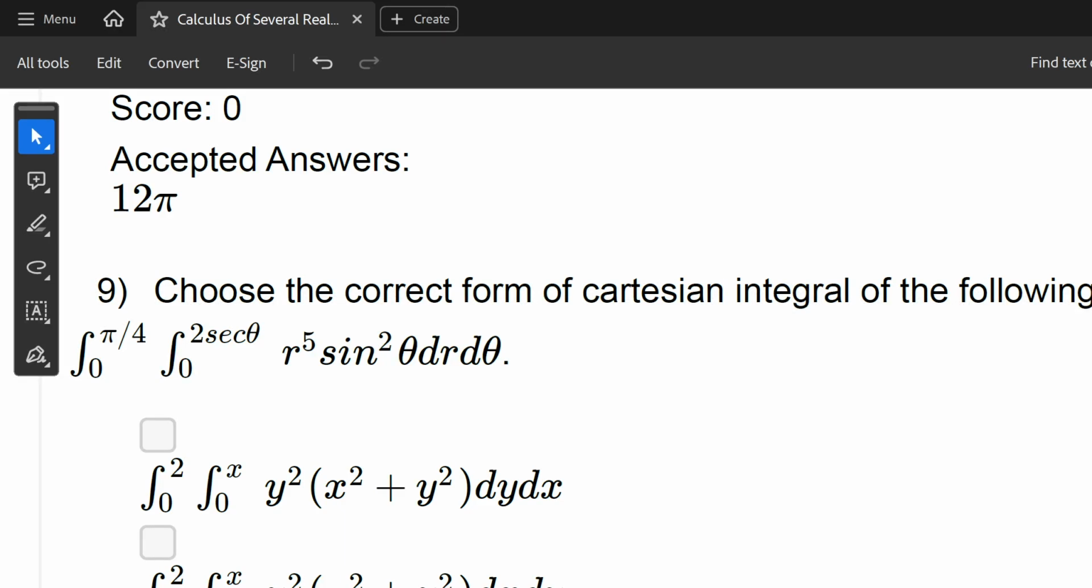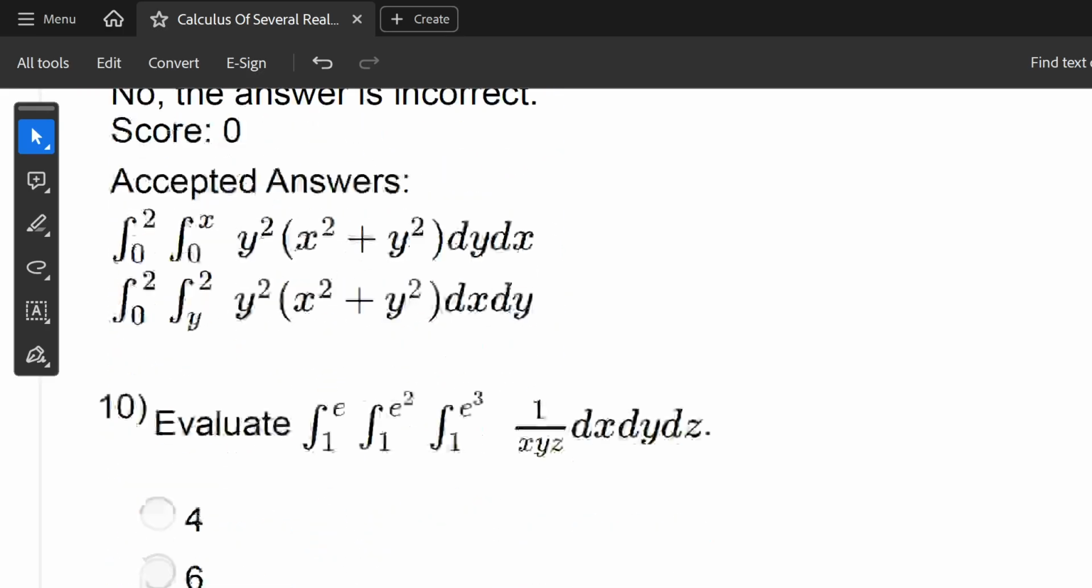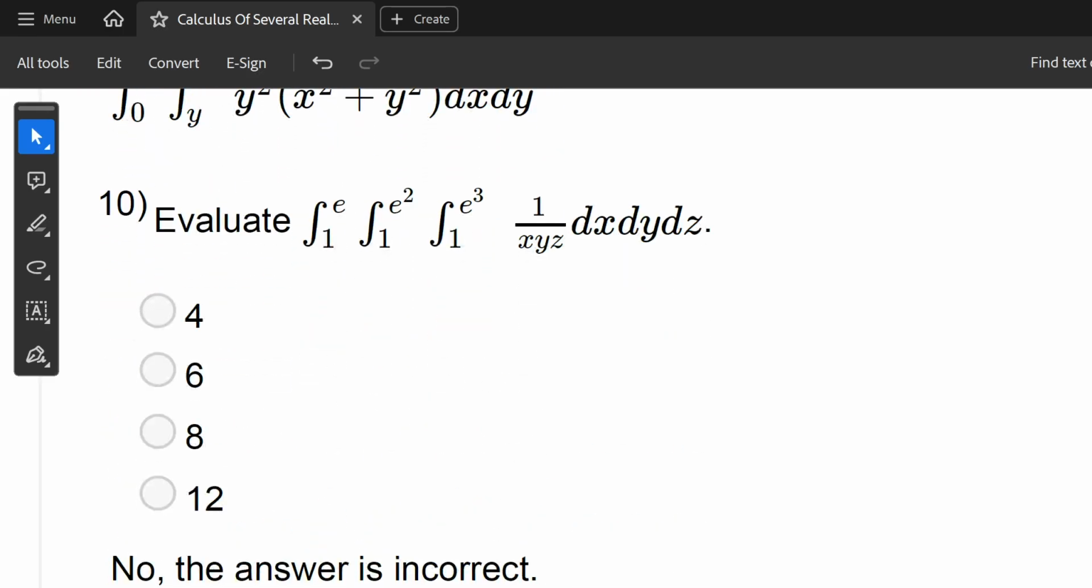Okay, so I will move to the last problem of the previous year assignment. Problem number 10 is some integral you have to evaluate. Now you tell me, do you want to do it directly or using change of order of integration?